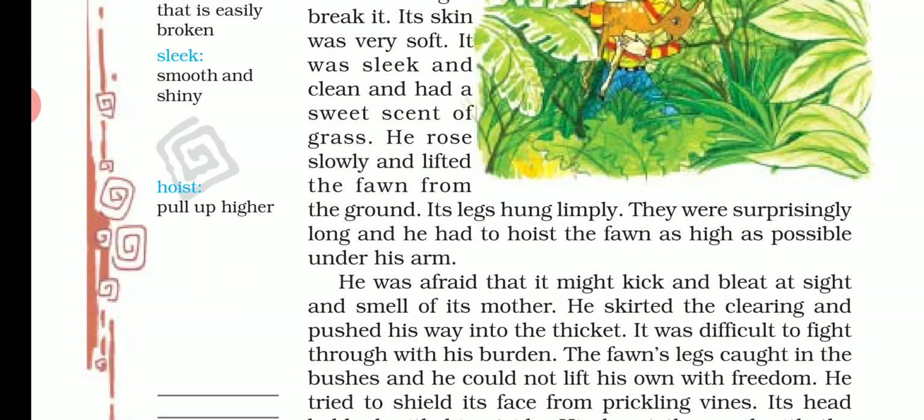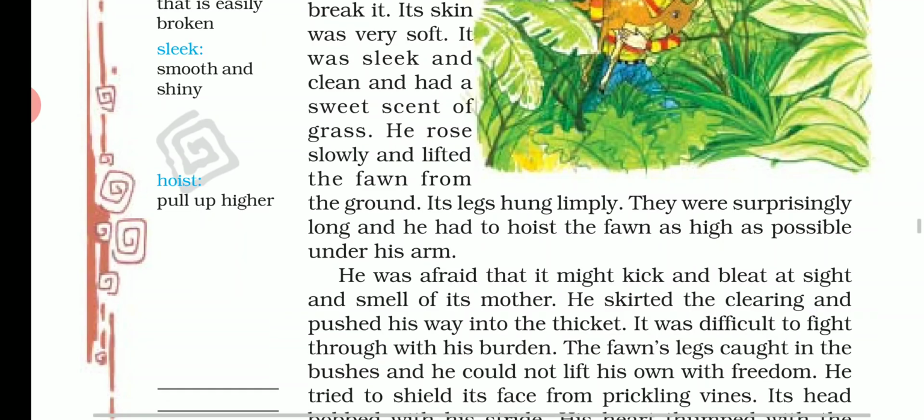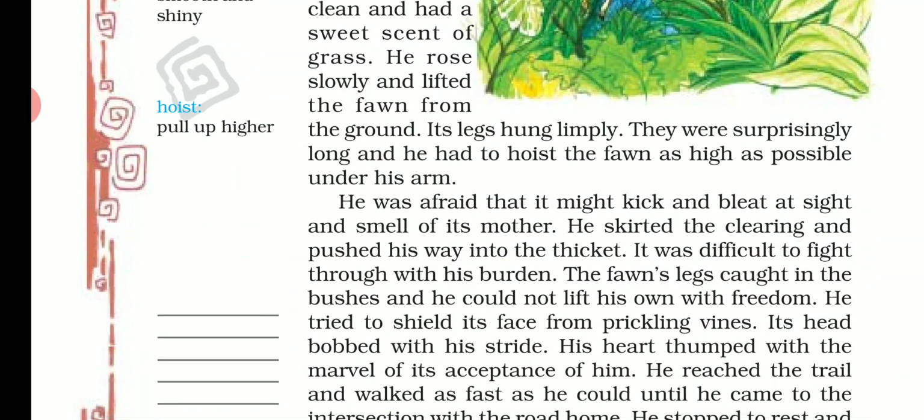He skirted the clearing and pushed his way into the thicket. It was difficult to fight through with his burden. The Fawn's leg caught in the bush and he could not lift his own with freedom. He tried to shield his face from prickling vines. Its head bobbled with his stride. His heart thumped with the marvel of his acceptance of him.